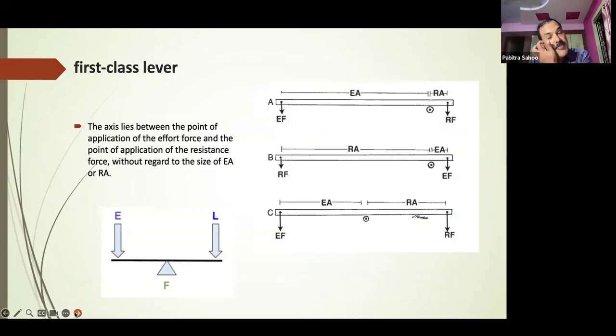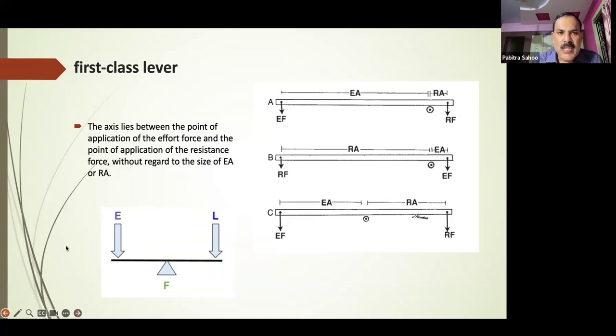So coming to the physics part, in our body most of the joints work on three types of levers. Basically, in physics there are three types of levers: first class lever, second class lever, and third class lever. Most of the joints in our body work in this lever system, right?